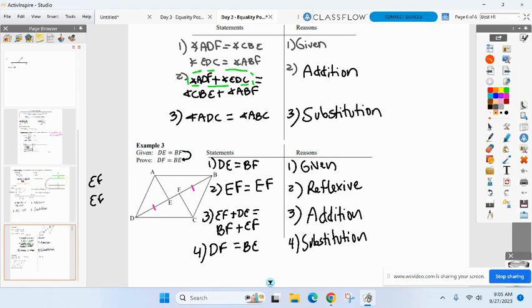So it's always not going to be given, addition, substitution. You have to have 2 pairs to add together.